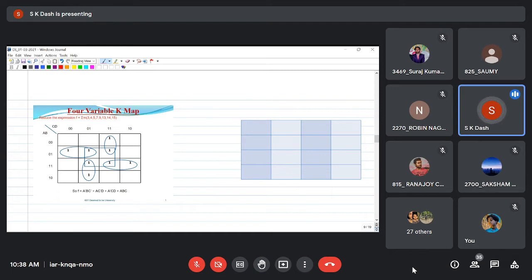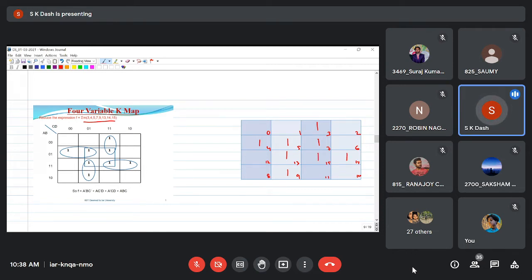See here, this is the question given. So this is 0, 1, 2, 3, 4, 5, 6, 7, 8, 9, 10, 11, 12, 13, 14, 15. In these places, I need to put 1 because it is given in terms of SOP, summation of m. So 3 is 1, 4 is 1, 5 is 1, 7 is 1, then 9 is 1, 13 is 1, 14 is 1, 15 is 1.